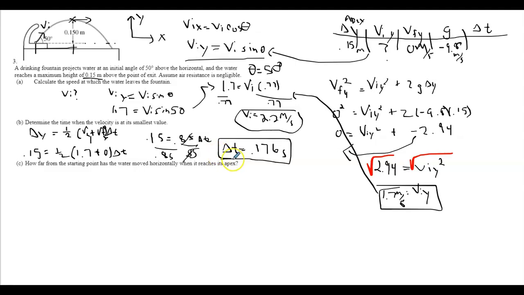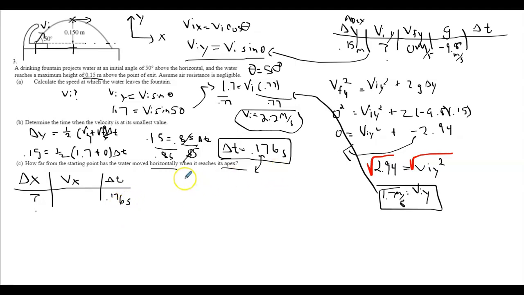All right. Last part here, it says how far from the starting point has the water moved horizontally. So that's the horizontal displacement, so it's looking for delta x. Just listing out the variables that we know. It's at the apex, so it's the same time here. So we got this time, that's going to be our time in this setup. So V_x and delta t. We're looking for how far it's moved, so that's the displacement aspect. The time here, we're going to put in 0.176. Again, I apologize for misspeaking.